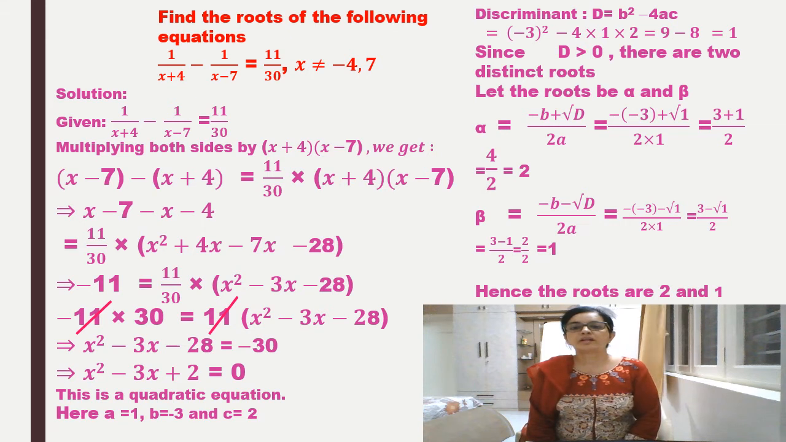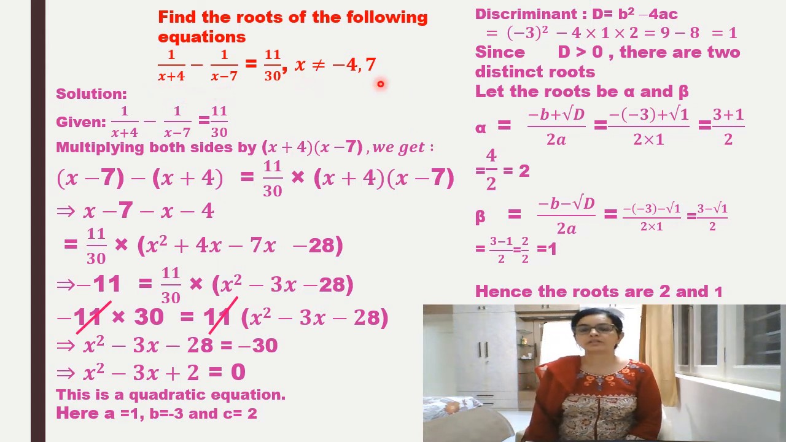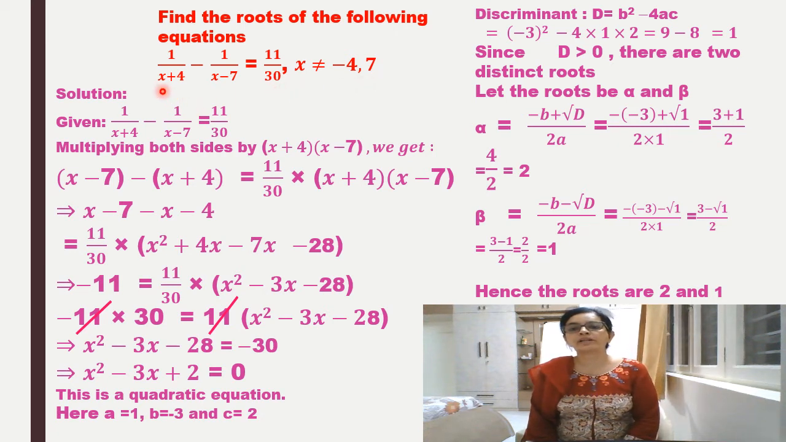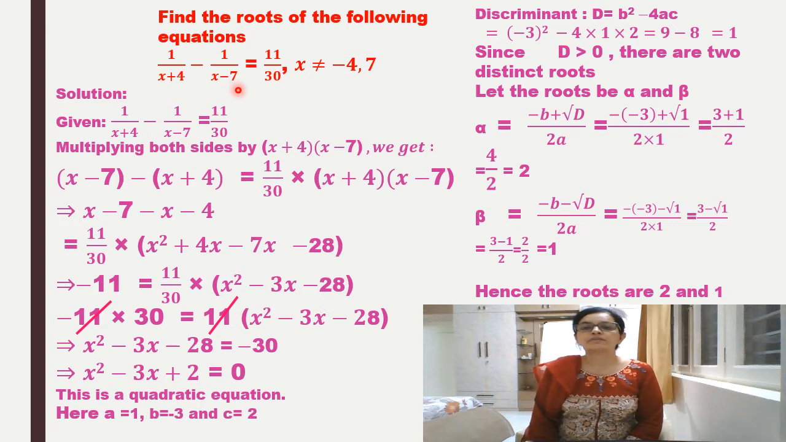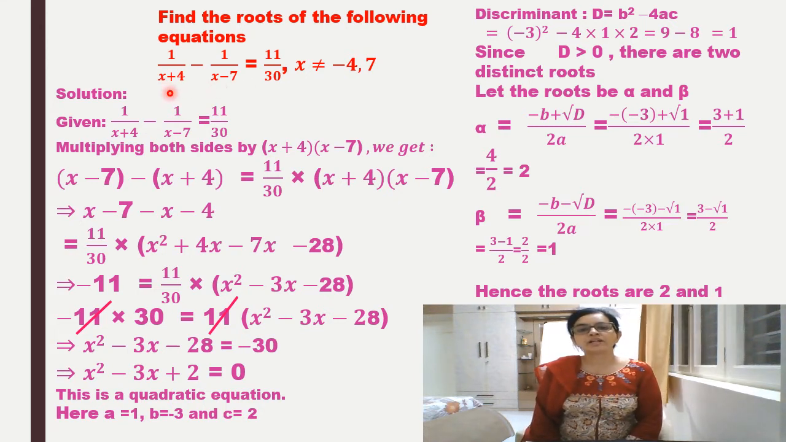Now here we are having another sum which we have to convert first into a quadratic equation and then use the quadratic formula to solve it. The sum goes like this: 1 upon x plus 4 minus 1 upon x minus 7 is equal to 11 upon 30. And here we must understand that x cannot be equal to minus 4 and 7. Why? Because if we put these values, the denominator will become 0. And then 1 upon 0 is undefined.